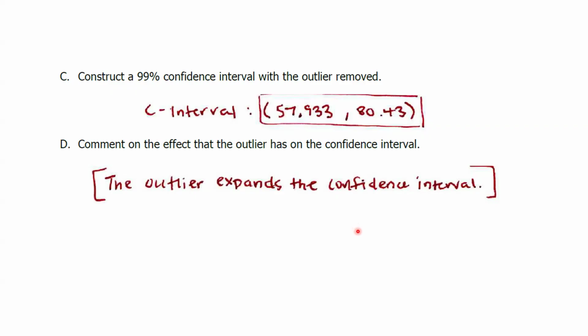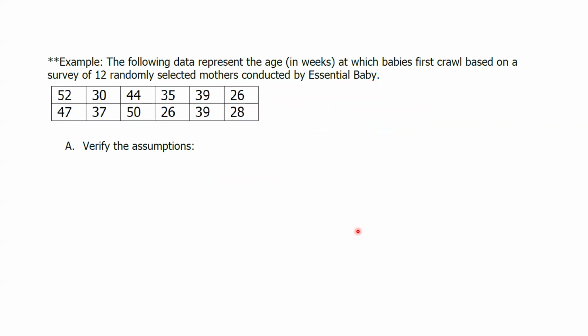All right. For our last example, I'd like for you to pause and attempt this problem, and then we'll walk through it together. Alrighty. So in this example, the following data represents the age in weeks at which babies first crawl based on a survey of 12 randomly selected mothers conducted by Essential Baby.